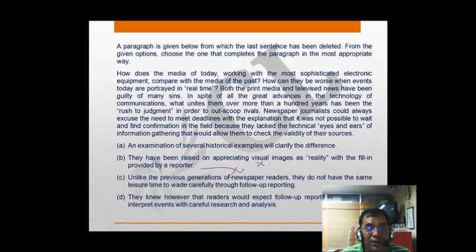They knew, however, that readers would expect follow-up reporting to verify with careful research and analysis. Right. They lacked the technical means that allowed them to check. However, they knew, so later they come out with a detailed story. So again, it's a good question. If anybody reads newspaper, I'm sure he can do it.